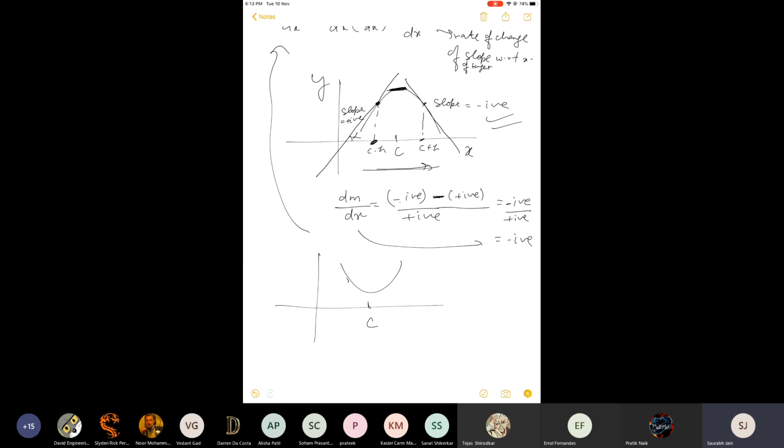Now what will happen? On the left side slope will be negative, right side slope will be positive. So just opposite will be happening. Now dm by dx will become positive in this case, right? That is why dx is always positive, because we always move from left to right. So only this thing we have to decide. And in case of minima, it will be a positive value.